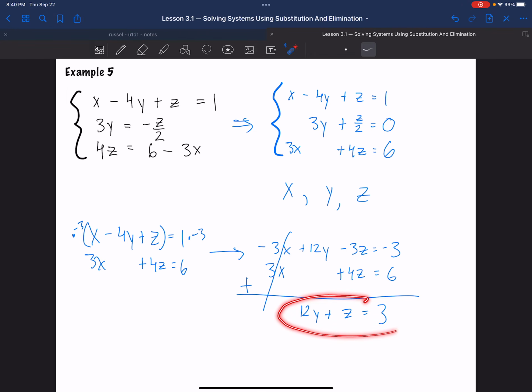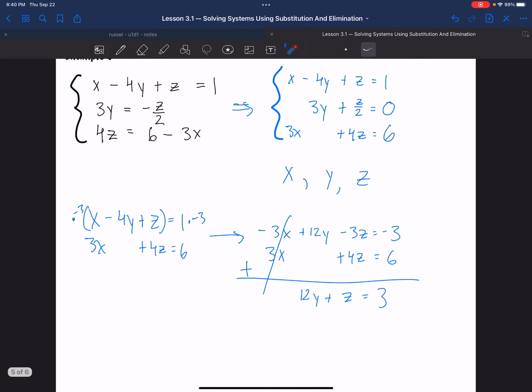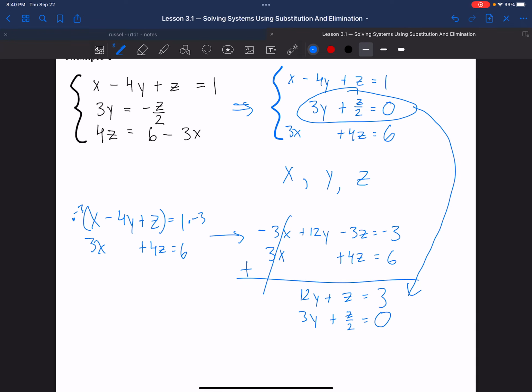Okay, so this fella, 12y plus z equals 3. Notice I have y and z in this equation. At the same time, in the middle equation, I have y and z. So let's align these. I'm going to take this equation and just put it down here so that it says 3y plus z over 2 equals 0. Now you can eliminate one of those variables, and it doesn't really matter what you choose. You could eliminate y, or you could eliminate z. It doesn't matter.